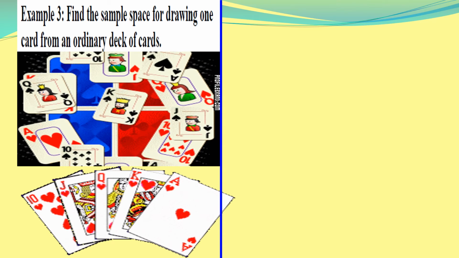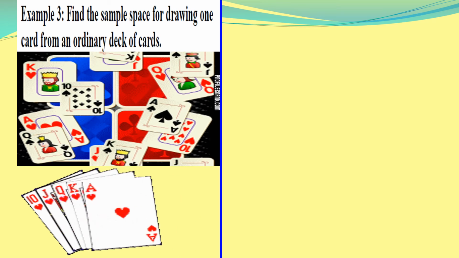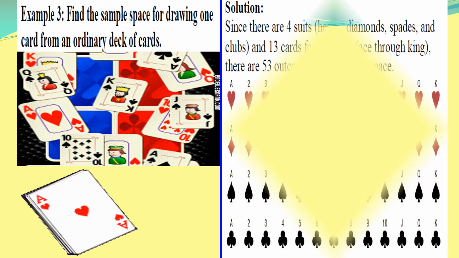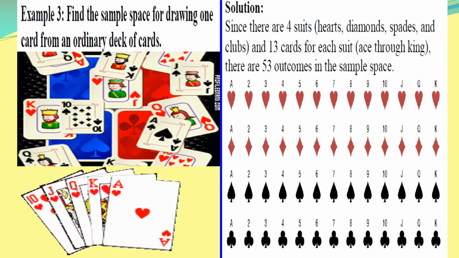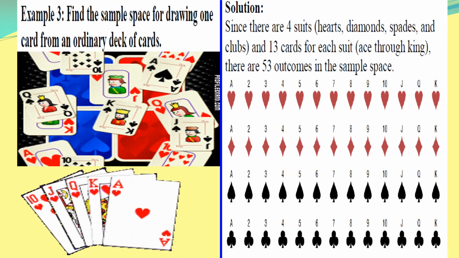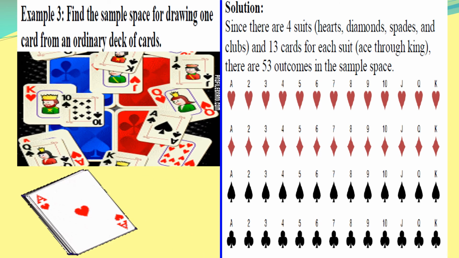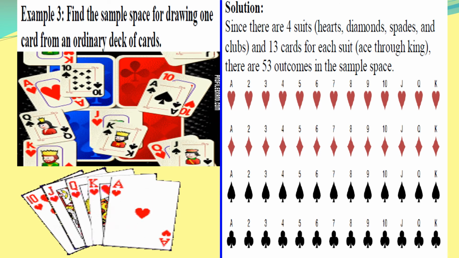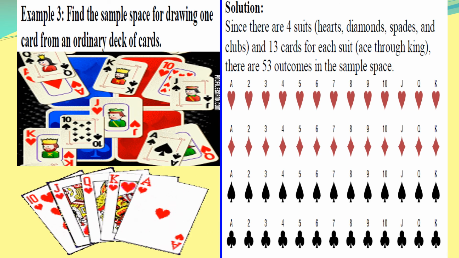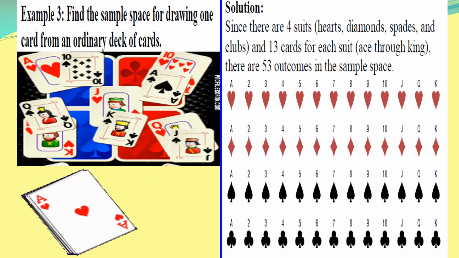Example number 3. Find the sample space for drawing one card from an ordinary deck of cards. Solution. There are 4 suits in a deck of ordinary cards: the hearts, diamonds, spades, and clubs. And 13 cards for each suit from ace through king. So all in all, there are a total of 53 outcomes in the sample space.